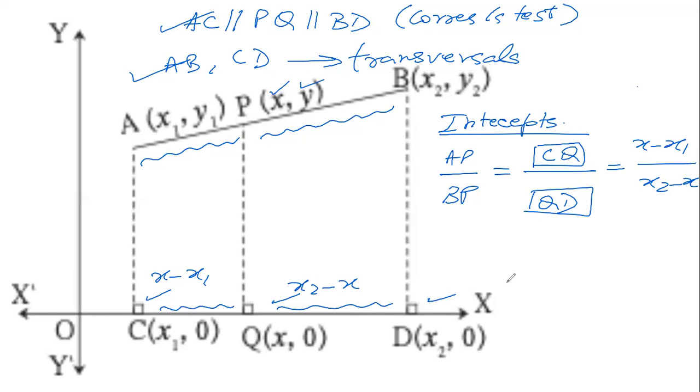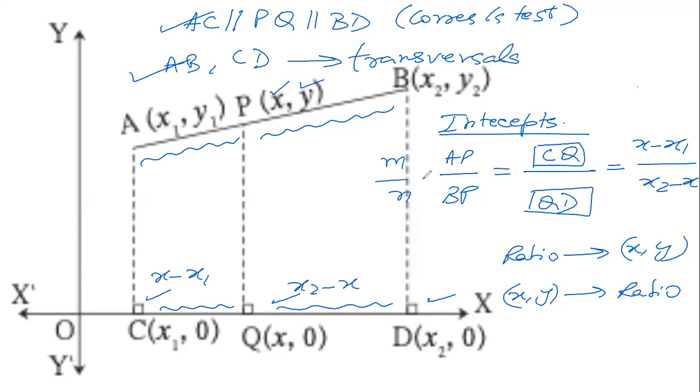Remember what I said. If we know the ratio, then we can find the coordinates x and y. Also, I said, if we know the coordinates, then we can find the ratio. Okay. So for this derivation, let us assume that P divides the line segment AB in the ratio m:n. That is m by n. This is what we are saying. Let us see how the derivation can be completed.